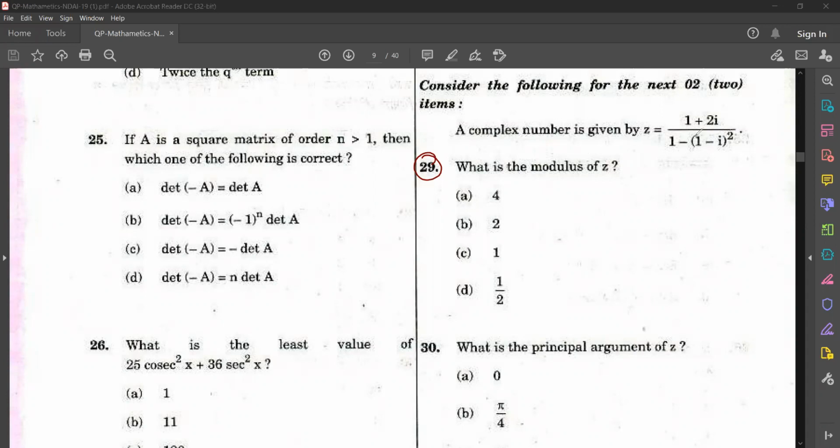From this equation, a complex number is given by z is equal to (1 plus 2i) by (1 minus i) whole square. You have to find what is the modulus of z. So that is one question, and you have to find the principal argument of z. And for each question, they have given the options too. So the complex number given here is z is equal to (1 plus 2i) by (1 minus i) the whole square. Please do this.